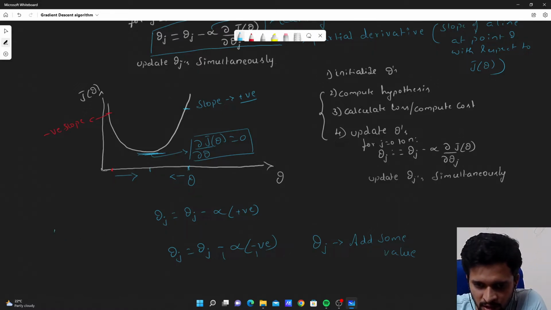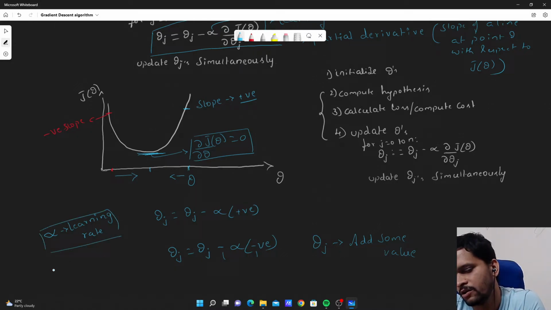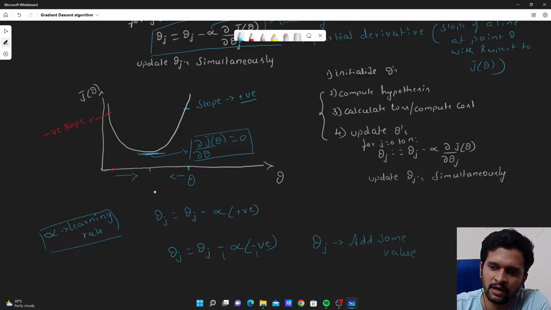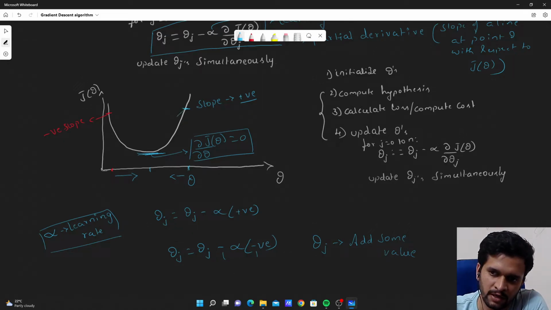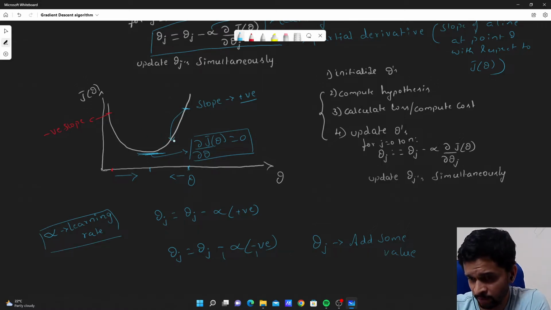There is another thing called alpha here, right? I told you this is called the learning rate. So what happens if this learning rate is too large? If we give some large value to the learning rate, while updating the thetas we are multiplying some large value with some positive slope, we may at the first step reach this particular point. But during the next iteration, we may overshoot the minimum here.